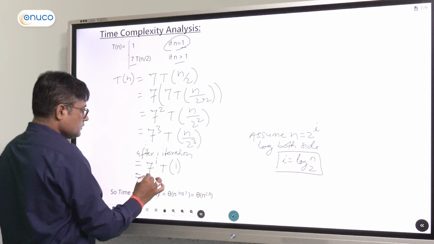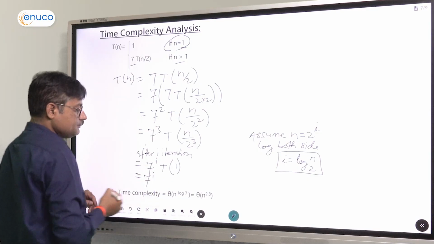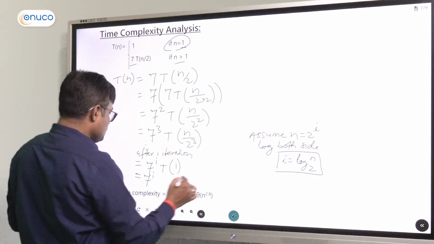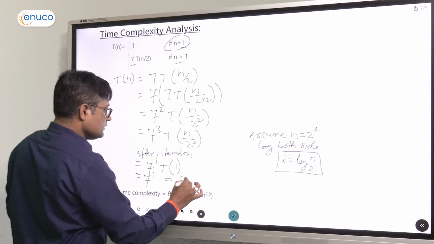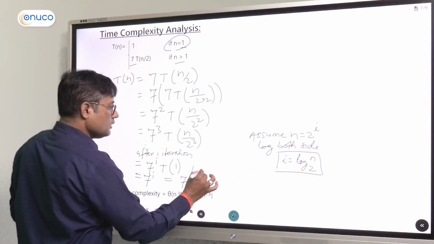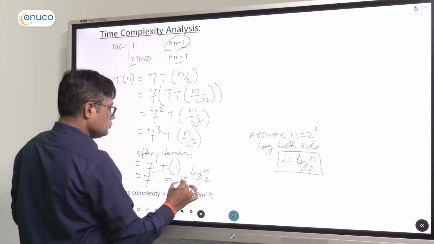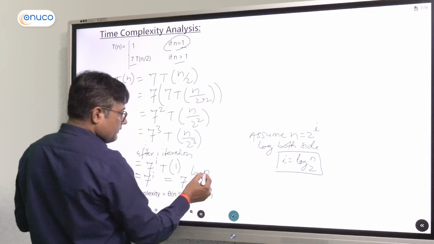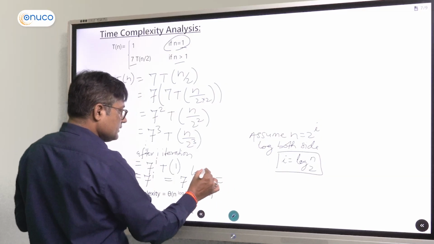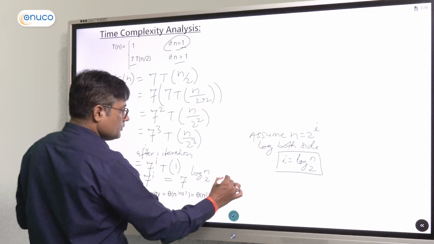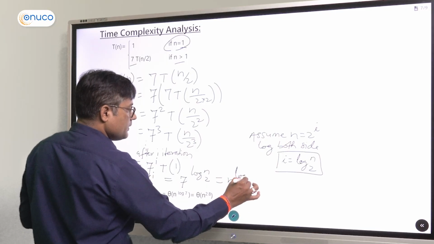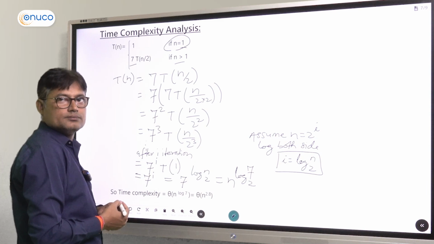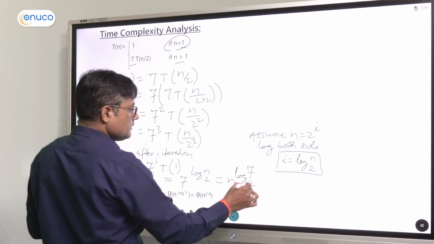So what will be the value? 7 to the power i. And what is i? i is nothing but log n base 2. So this can be written as 7 to the power log n base 2. Now by applying the property of logarithms, how are you going to write it? This n and 7 will be swapped. So it can be written as n to the power log 7 base 2.